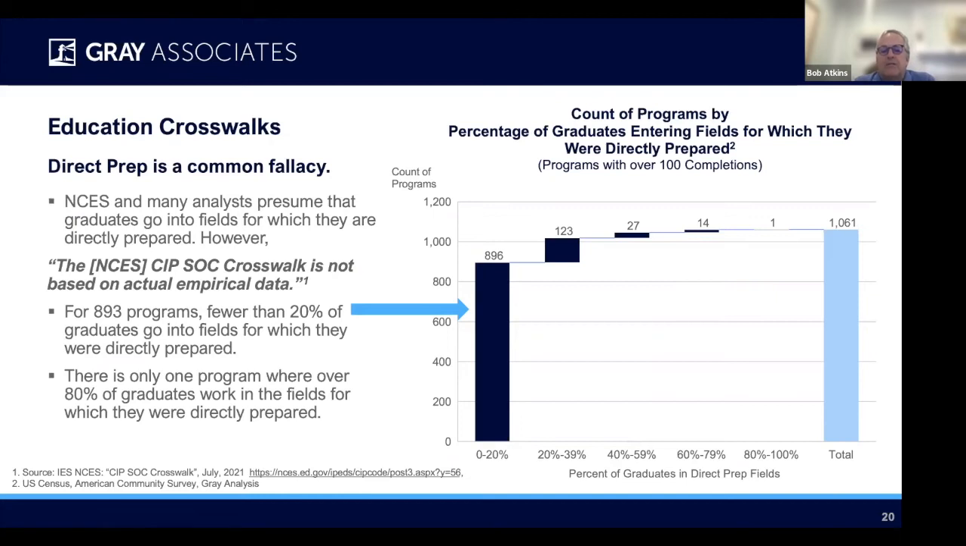For 90% of programs, fewer than 20% of their graduates go into fields for which they're directly prepared.